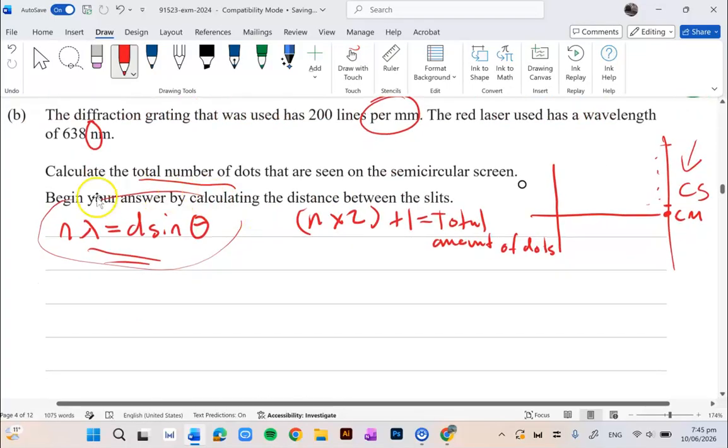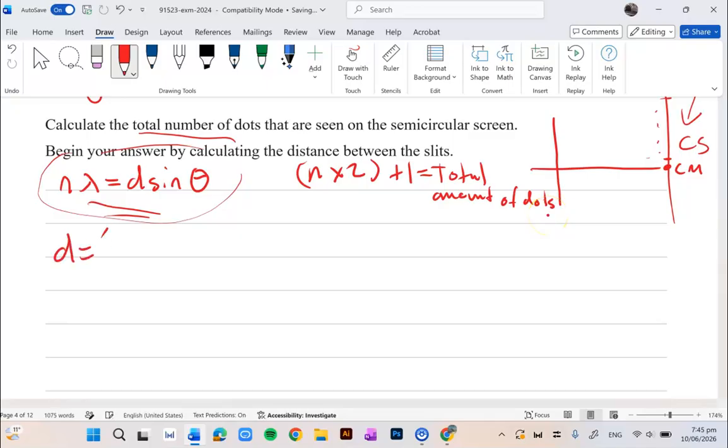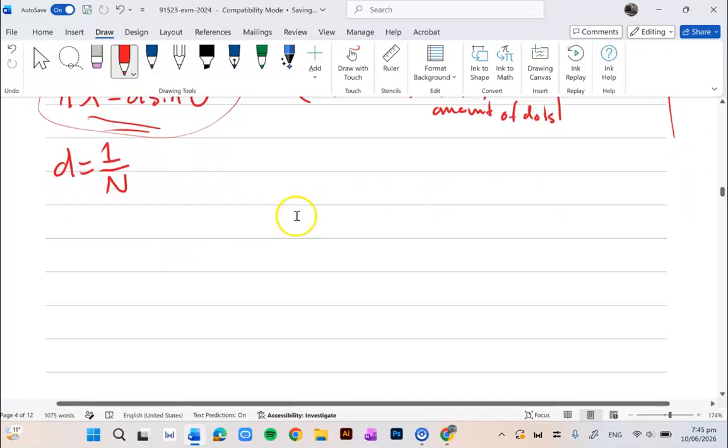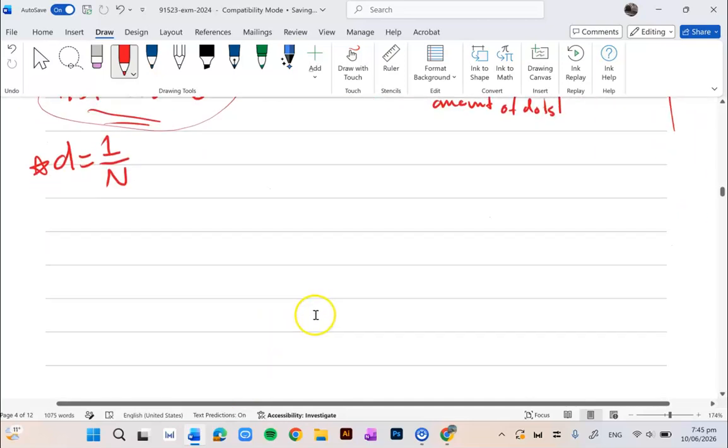Okay, they said begin your answer by calculating the distance between the slits. So to do that, we're going to use this formula here. This formula is not on your formula sheet, so you do need to memorize it. I'll just put a little star next to it. You need to memorize it.